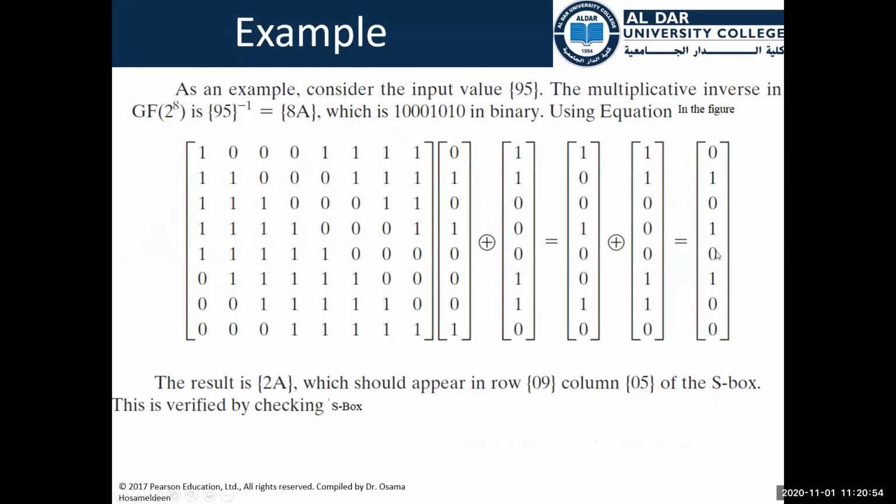0, 0, 1, 0 is 2. So it is 2 here. And 1, 0, 1, 0 is similar to 1, 0, 1, 0 here, this one. So it is A, okay?